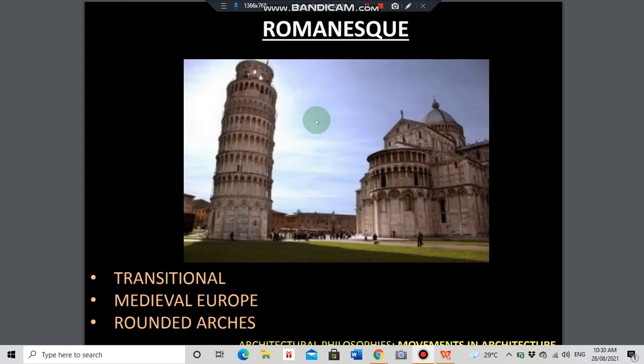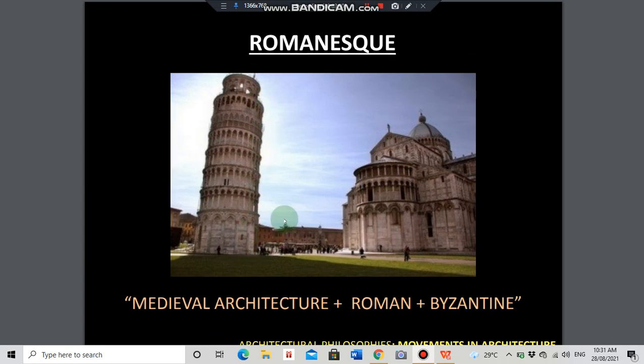The next is Romanesque architecture. Transitional, medieval Europe, rounded arches. So, ito yung kanyang mga architectural characters. So, I hope alam nyo ang structure nito. The famous Leaning Tower of Pisa. The medieval architecture plus Roman plus Byzantine.